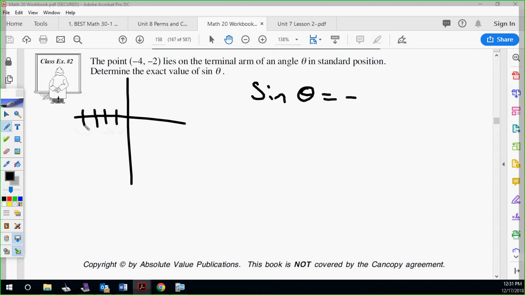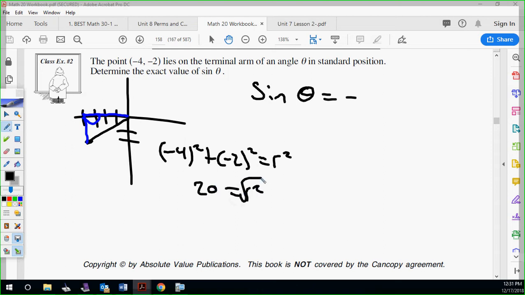1, 2, 3, 4, 1, 2. There's my terminal arm. So I need to figure out what my r is, so I have y and r. Okay, so we are going to go -4 squared plus -2 squared equals r squared. 16 plus 4, we get 20. Since we already did the radical section in this class, I know it was a long time ago, Unit 1, we are going to break down the 20. 2√5 is what r is.